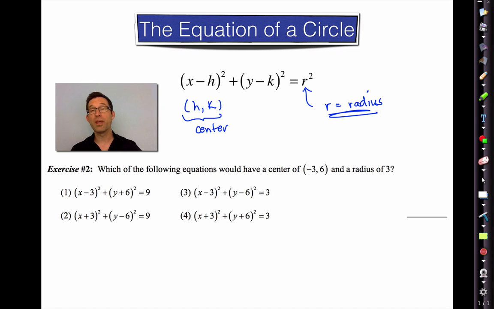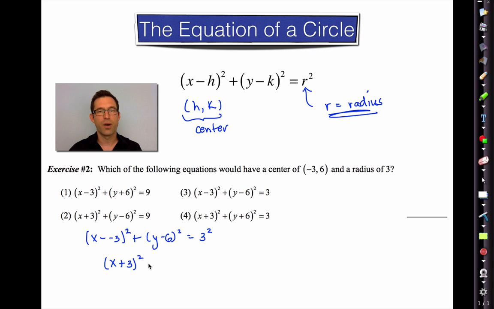All right. Well, being extremely mechanical about it, let's take a look. My formula above says I should have (x minus -3) squared plus (y minus 6) squared equals 3 squared. So that should be (x plus 3) quantity squared plus (y minus 6) quantity squared equals 9. And that's choice 2.